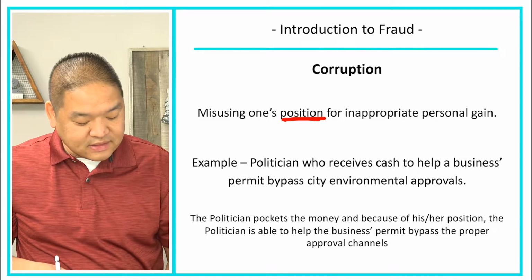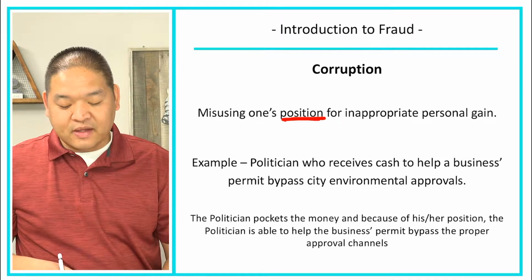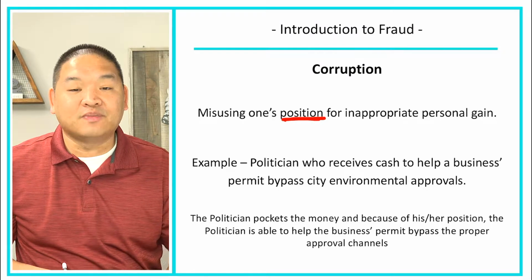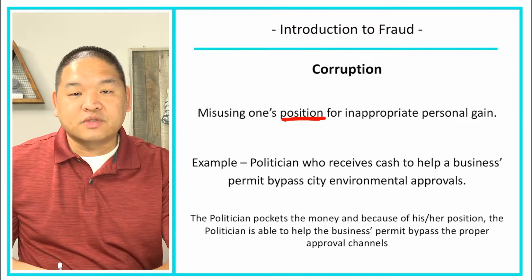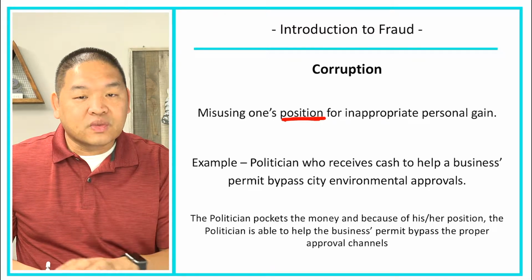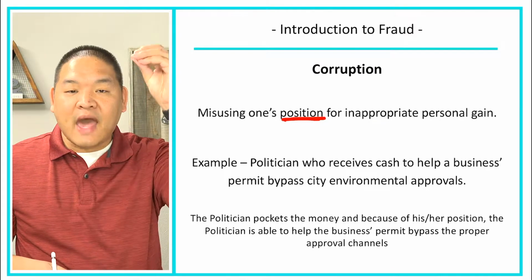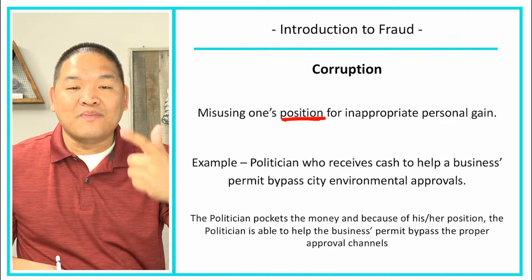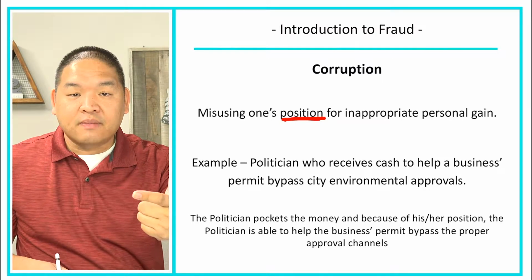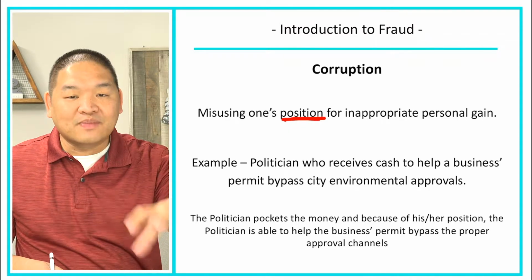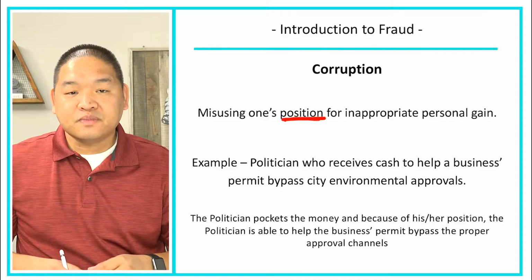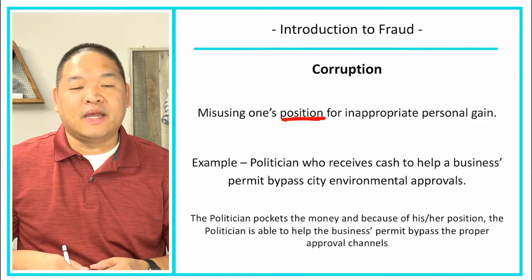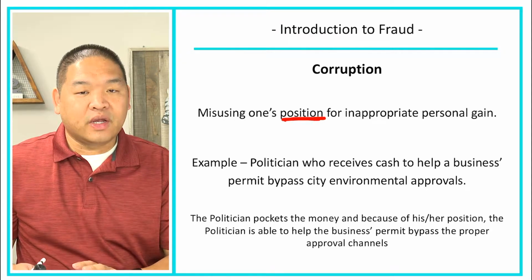Now, the politician pockets the money because of his or her position. The politician is able to help the business's permit bypass the proper approval channels because of their position. So corruption is one thing that we have to think about. And where this relates to businesses is that upper management has power, they have a high position, and those managers can take bribes and be corrupt in their way of trying to one up everybody else for personal gain. So we have to be worried about that.